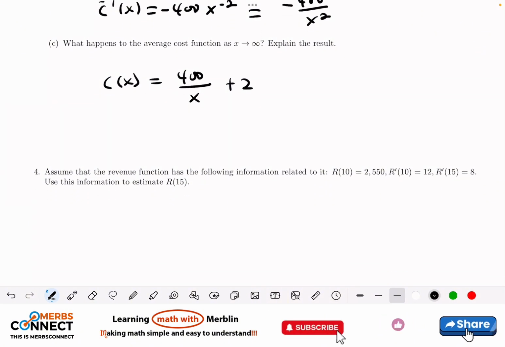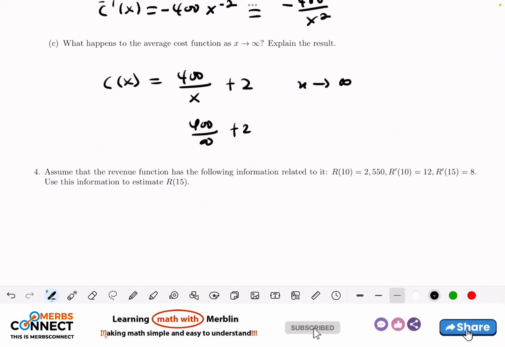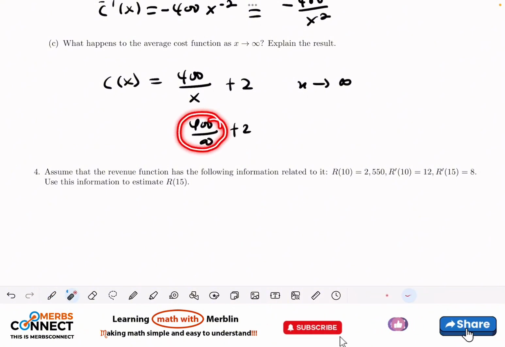Now, as x is approaching infinity, we are talking about a limit, right? So we want to take the limit as x approaches infinity and see what is going to happen. What we are trying to do here is replace x by infinity in 400 divided by x plus 2. Now I have 400 divided by a big number.